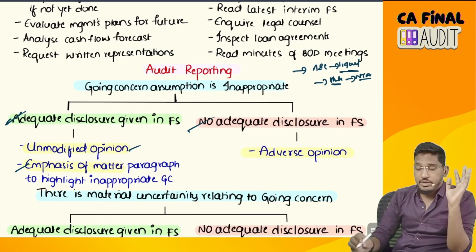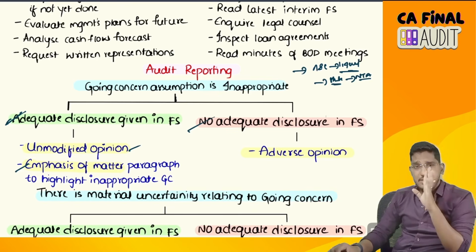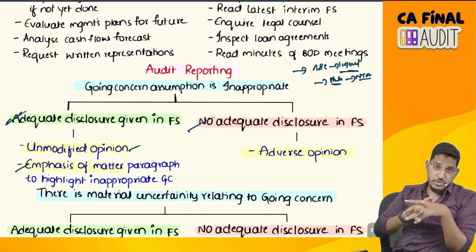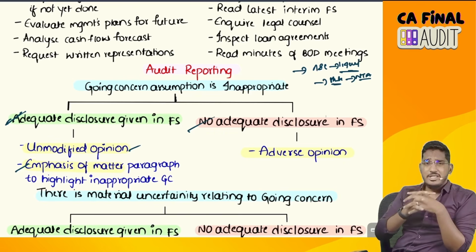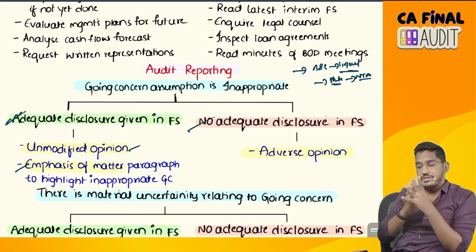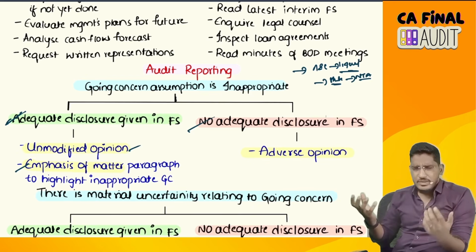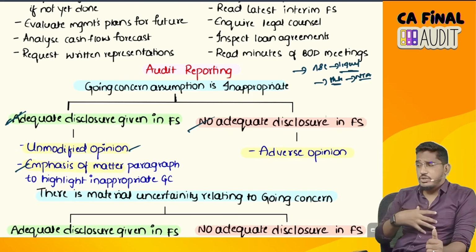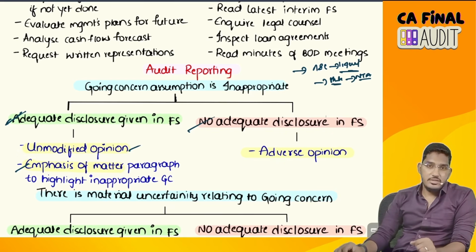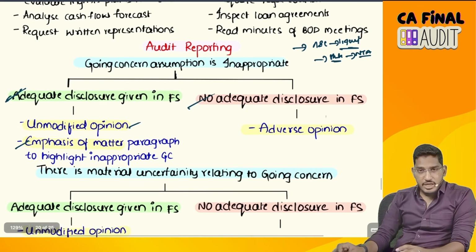On the other hand, if you decided that going concern is inappropriate and management did not give adequate disclosure, what do you mean by management not giving adequate disclosure? The management is continuing, even though the going concern assumption is inappropriate, the management still continues to show its assets on historical cost basis. So that is a case of not giving adequate disclosure.